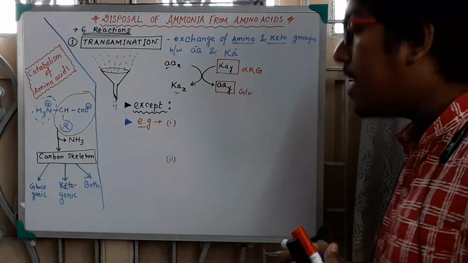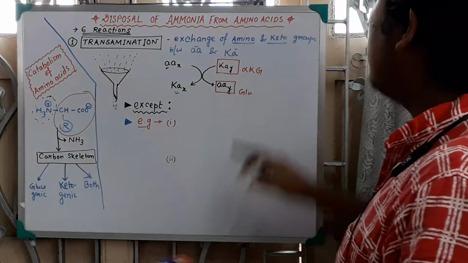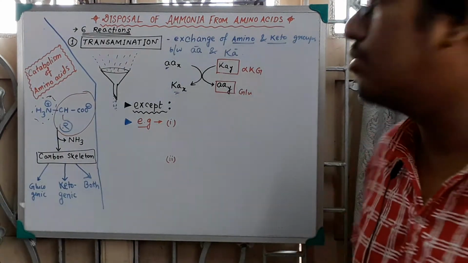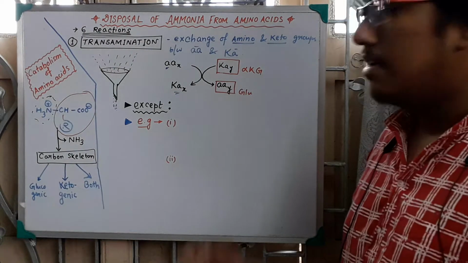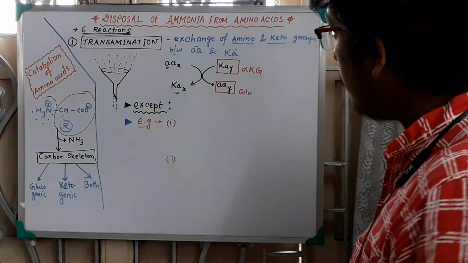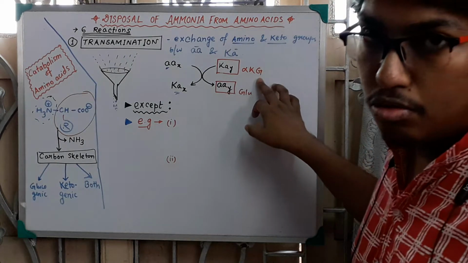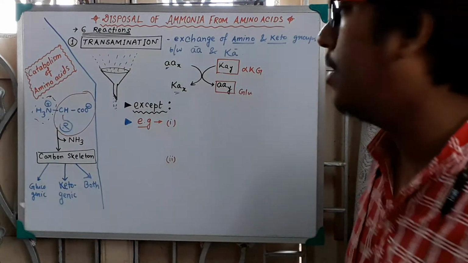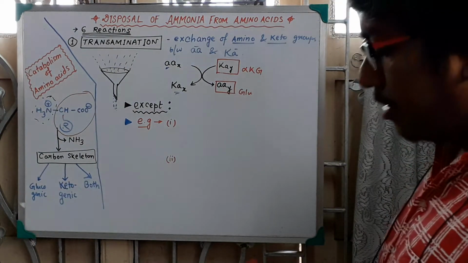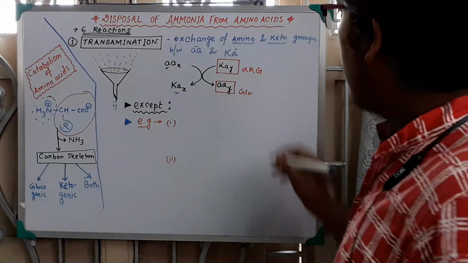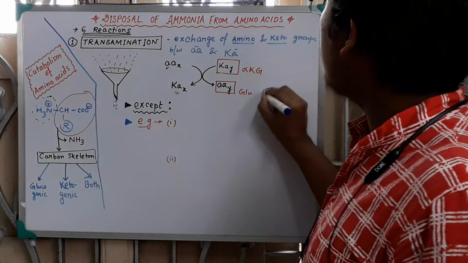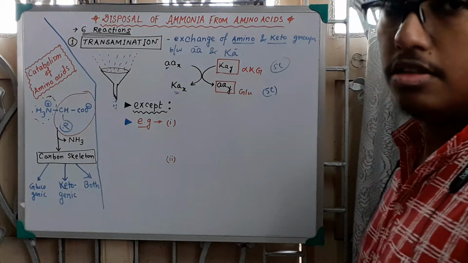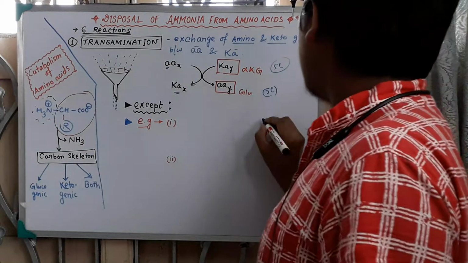The most common example of this reaction: the keto acid is most commonly alpha ketoglutarate, and the amino acid is glutamate. Because if the keto group of alpha ketoglutarate is replaced by an amino group, that will convert it into glutamate. You know, glutamate is a 5 carbon compound, and alpha ketoglutarate is also a 5 carbon compound. Just think about the structure of glutamate.